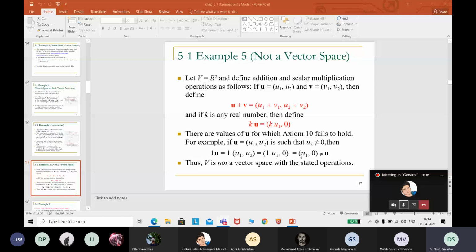So here also the same thing, when you are taking two vectors u plus v, the addition is defined like this and multiplication is defined like this, and they're asking us to check whether it is a vector space or not. When we checked, only the 10th axiom fails here. So every case will not be a vector space. We should be very, very careful.